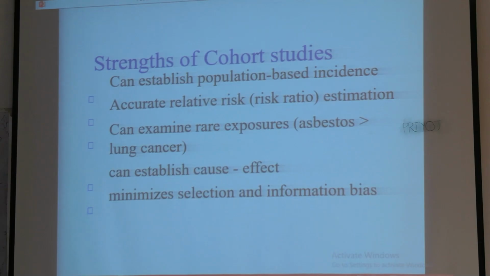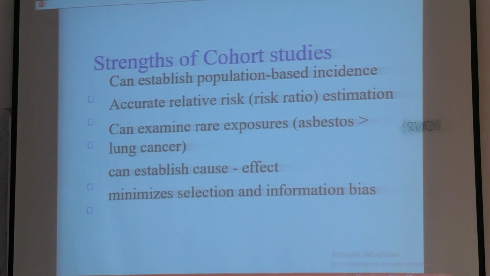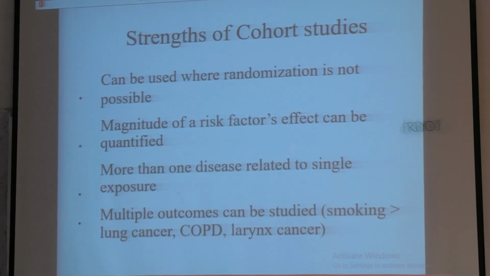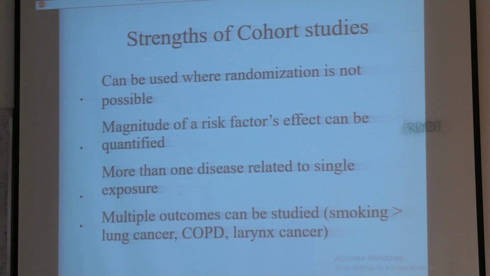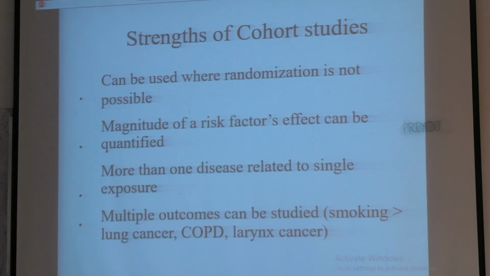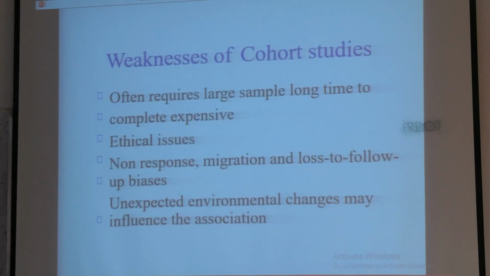So one of the strengths of a cohort study is that you can get actual relative risk estimation, examine rare exposures, establish cause and effect, and minimize information and selection bias. The flip side is that it can be done where randomization is not possible. More than one disease related to a single exposure, and multiple exposures can be studied, and the magnitude of risk factors' effect can be quantified. The weakness is that it takes a long time to complete, is expensive, and has ethical issues.